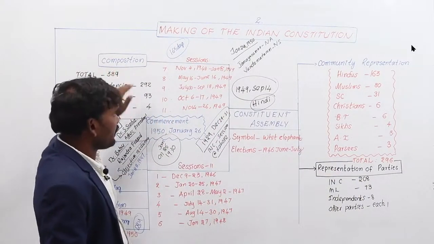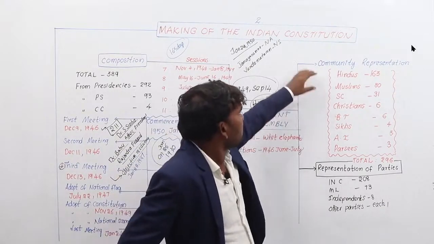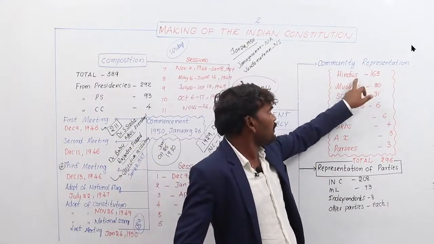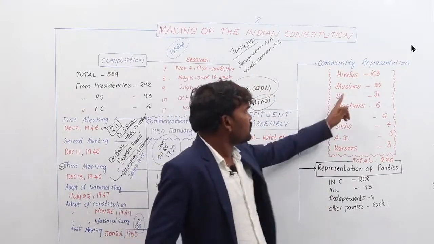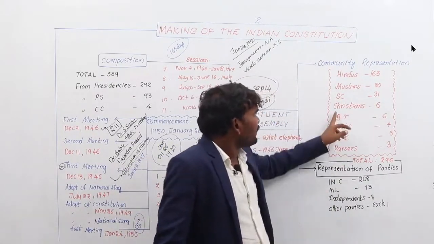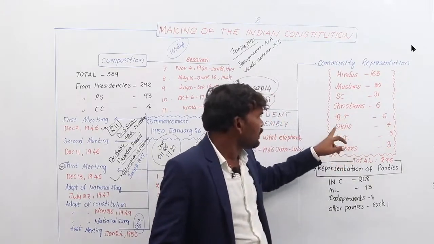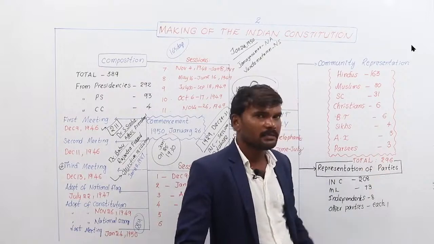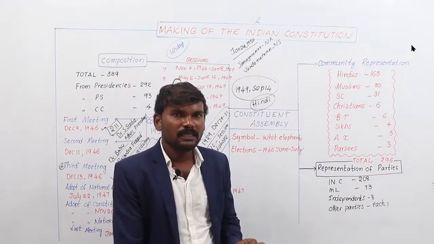The Constituent Assembly consisted of 389 members. Here, see the community representation in the Constituent Assembly. Hindus, 163 members. From the Muslim community, 80 members. From scheduled castes, 31 members. Indian Christians, 6 members. Backward tribes, 6 members. Sikhs, 4 members. Anglo-Indians, 3 members. Parsis, 3 members. Totally 296, meaning 292 from presidencies and 4 from chief commissioners' provinces.